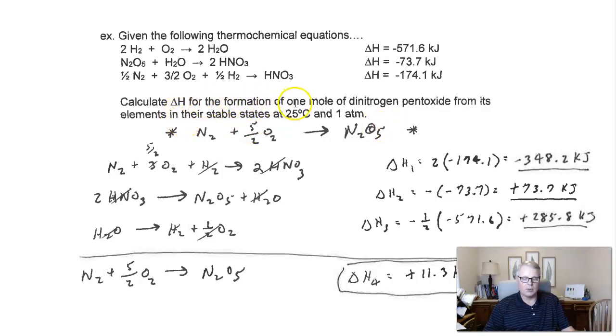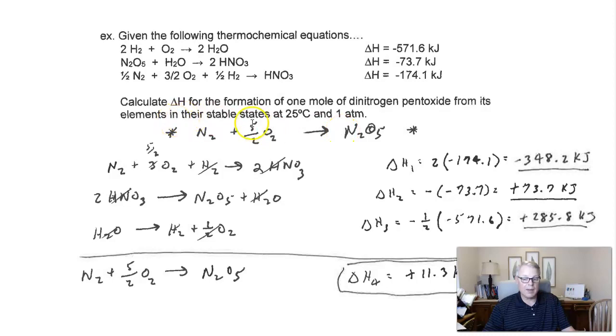What are we doing here? We're forming 1 mole of dinitrogen pentoxide from its elements in their stable states. Okay, so what is dinitrogen pentoxide? Well, if you remember naming compounds, 2 of these, 5 of these, so N2O5. What are the elements in their stable states that we form it from? Well, I know that nitrogen is found as N2 in the atmosphere, and oxygen is found as O2. All right, and so now we've got to balance the equation. Now, there's a couple of ways you could go at this.